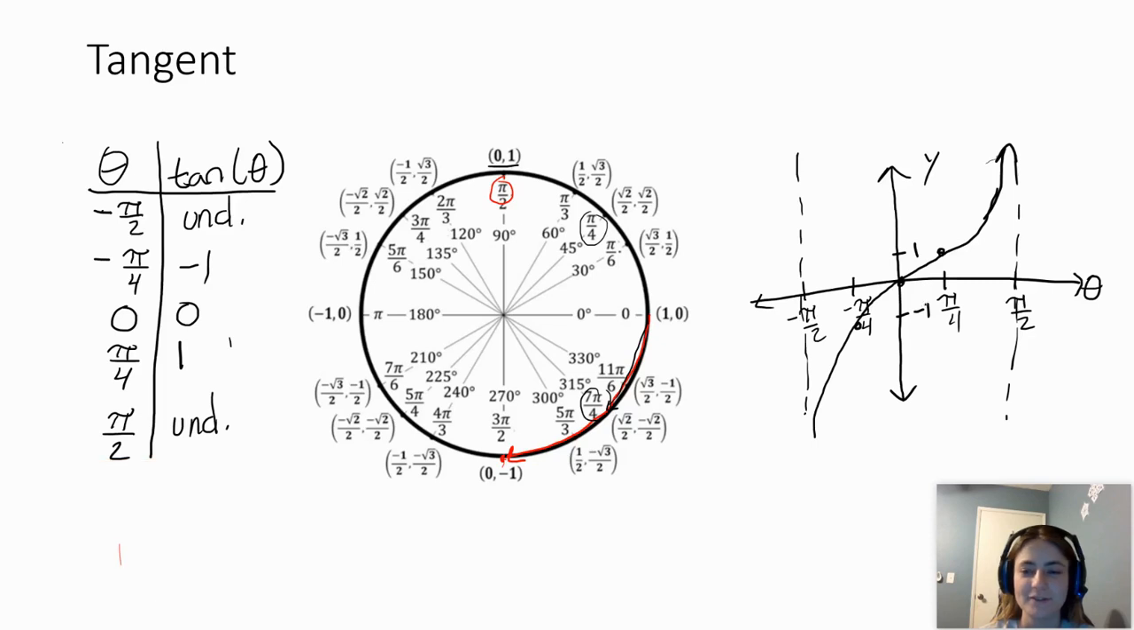And the graph's going to look something like this. So it's got a little bit of a curve to it. It's not a straight line, and it's going to approach but never touch these vertical asymptotes at negative pi over 2 and pi over 2.